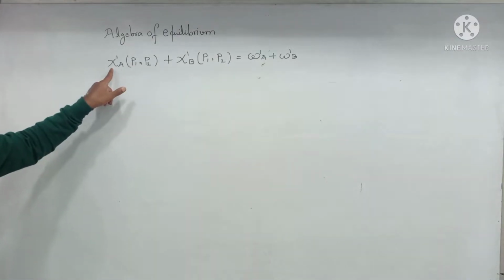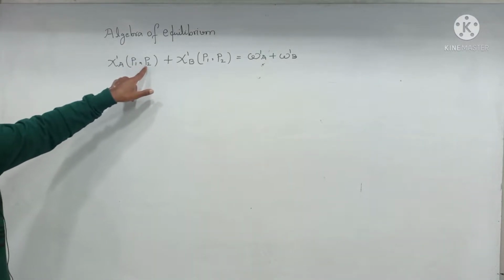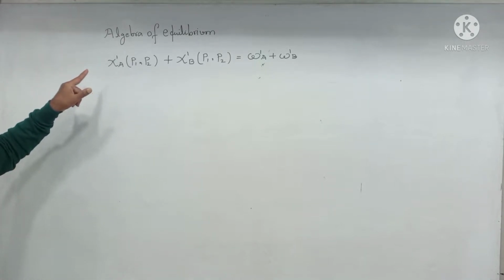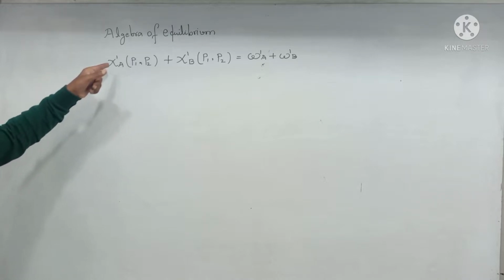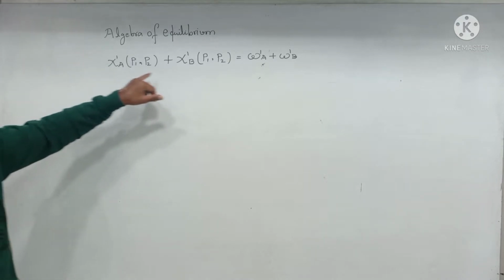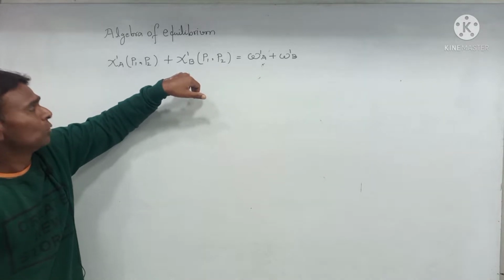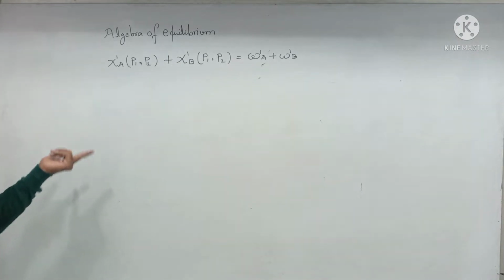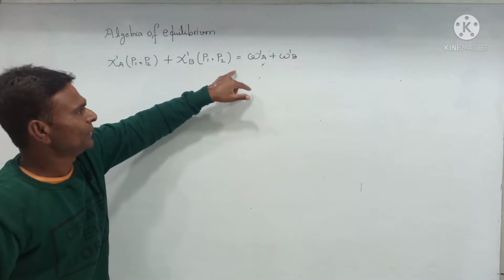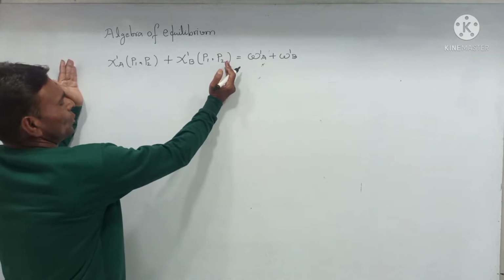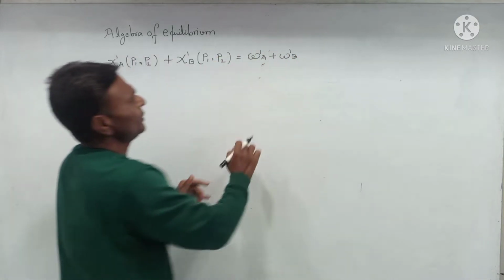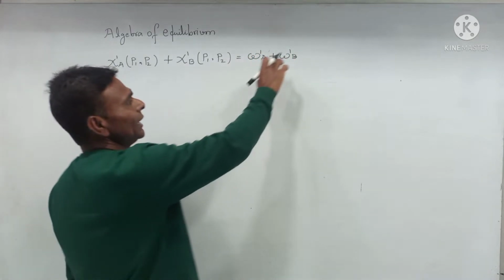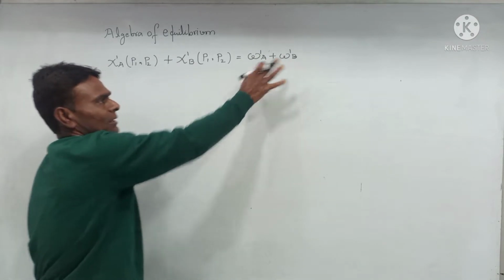Okay, x1a is a function of p1 p2, that means it is the amount of goods x1 consumed by person A, and x1b is the amount of goods x1 consumed by person B. Both are functions of relative prices p1 p2, and equal to, this is the total demand, the endowment of goods 1 held by person A plus the endowment of goods 1 held by person B, that is the total supply. Got it?